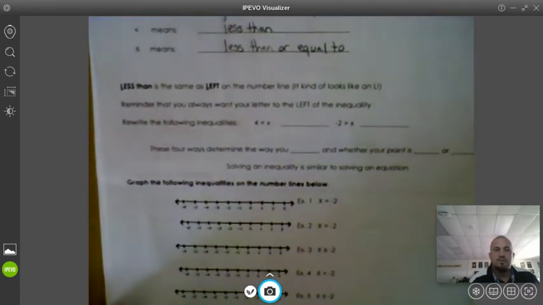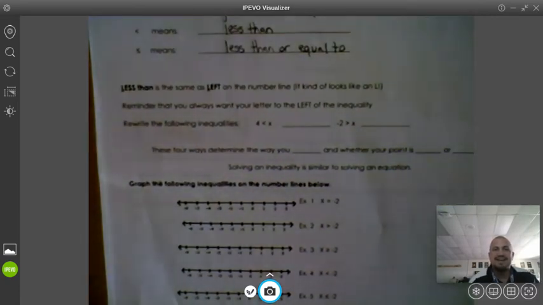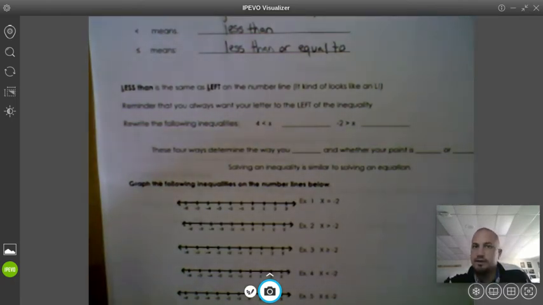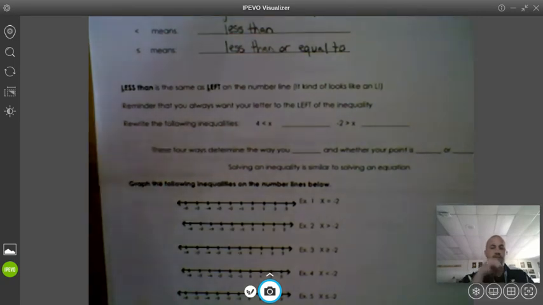Now, as we move up, less than is the same as left on the number line. Makes it L. So if you're thinking about going left on the number line, that is less than. Reminder that you always want your letter on the left side of the inequality. So if you finish the problem and your letter is on the right side of the inequality, then what you need to do is just look at it and say, let me move it over to the left, okay?